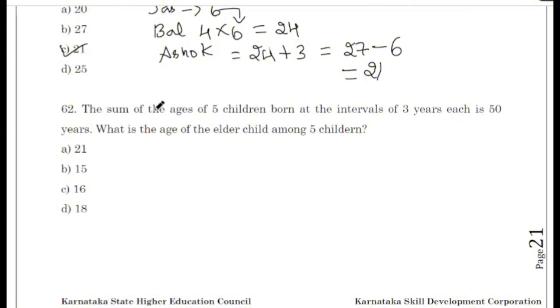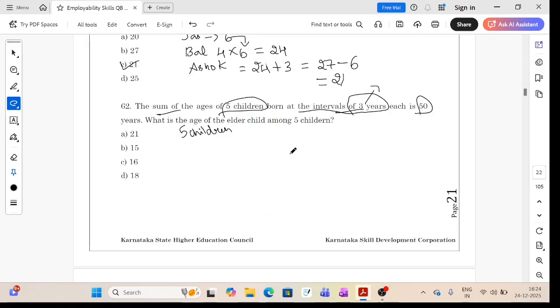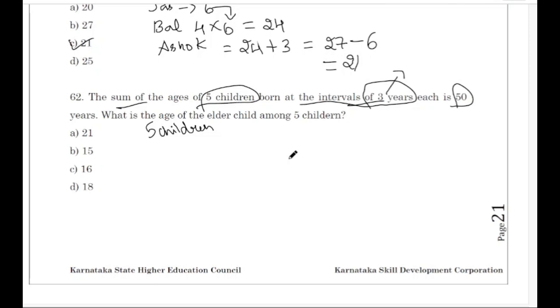Problem number 62. The sum of ages of 5 children, born at the interval of 3 years, is 50. So we know that there are 5 children and they are born at intervals of 3 years. This is very important. At intervals of 3 years means if a child is born, only after 3 years will another child be born. After the second child is born, the next child has to wait for 3 more years to be born.